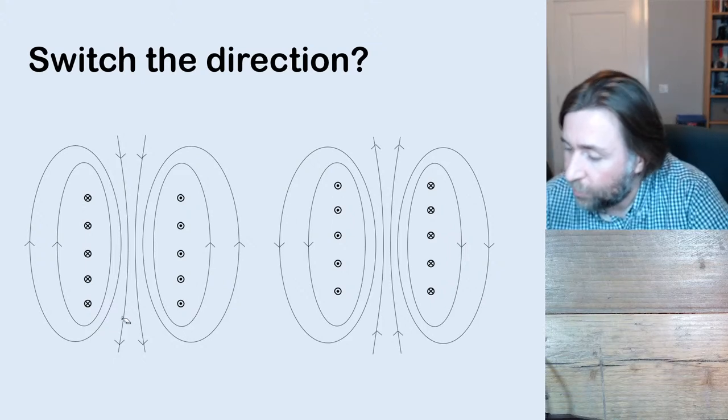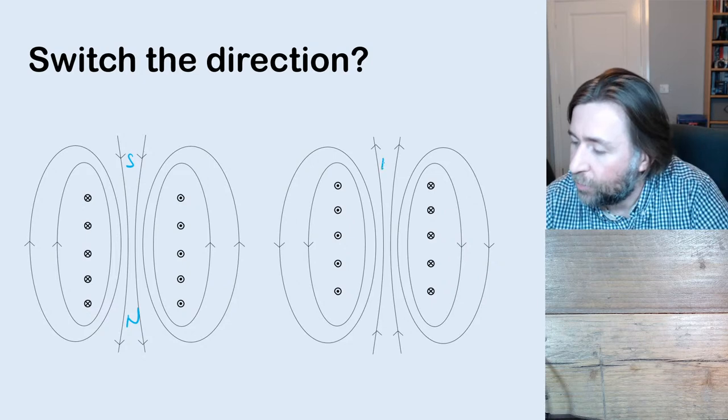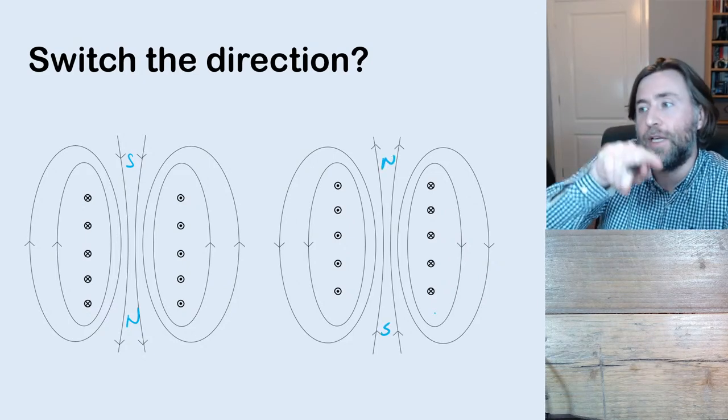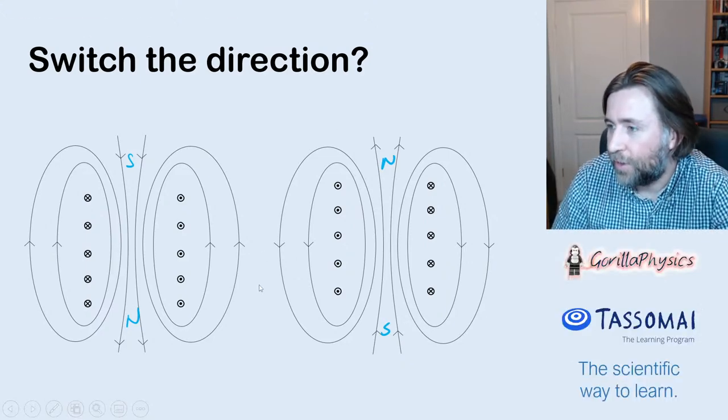So in this case, we have north down at the bottom and south at the top on the left, and on the right we have north at the top and south at the bottom. Hopefully you can just see that all that's happened is we've run the current the opposite way around in the solenoid. Okay, so that's that bit.